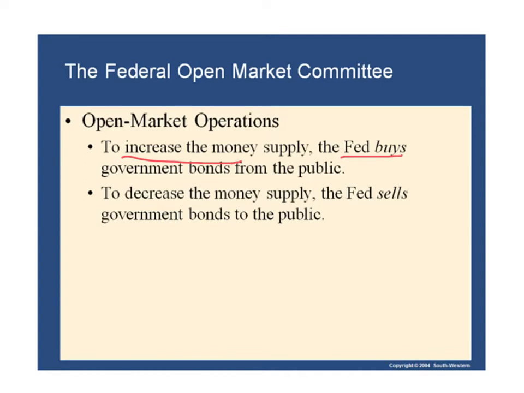If the Fed wants to decrease the money supply, the Fed would sell government bonds to the public. Again, that makes sense because at the end of the transaction, the Federal Reserve takes the money from the public out of the money supply, and the public would have the bond. So there's less money, decreasing the money supply.